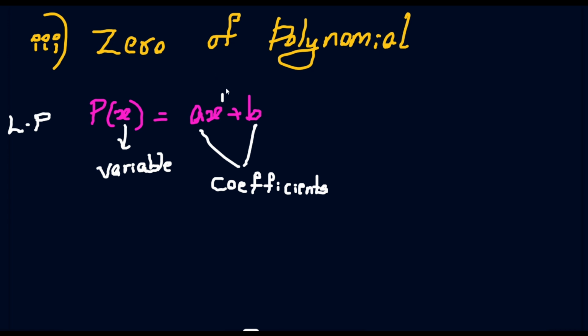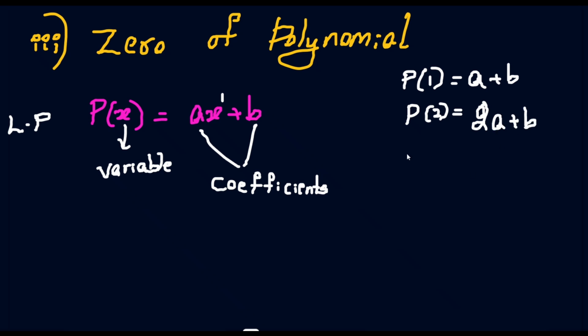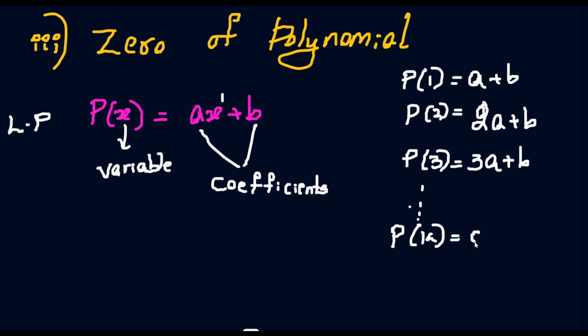Now, for each and every value of x, there are different values of this polynomial, right? So if I substitute 1, then what happens here? a plus b. If I substitute 2, then what happens? 2a plus b. And if I substitute 3, then it is 3a plus b, right? Now, if I substitute one value so that it gives the complete polynomial value as 0, is it possible? Yes, it is possible for some value of x.